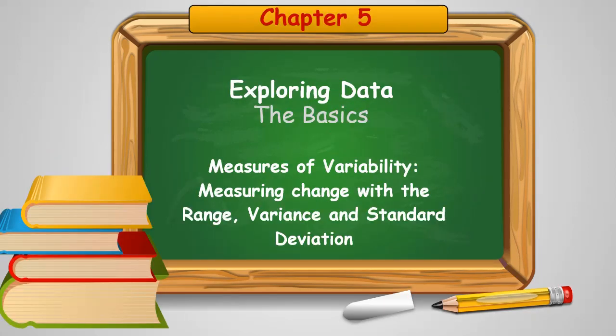In the last chapter we looked at measures of central tendency. Now we're going to look at measures of variability. While we identified the center of the data set, now we want to talk about the ranges and the measures, the variation from that center, and the various ways we measure them.